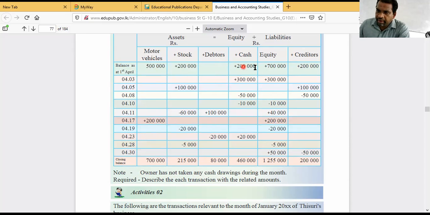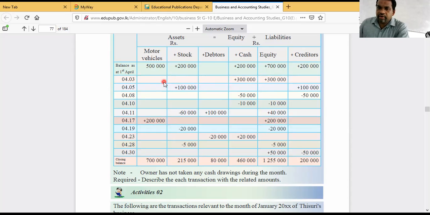Here they have given you opening balances. You can just keep them as they are. Then first transaction, 3rd April, they have put plus 300,000 on the cash, plus 300,000 under equity. Then you can consider it as either income received or additional capital. We can mention income. 3rd April transaction, income received for 300,000 to the business.